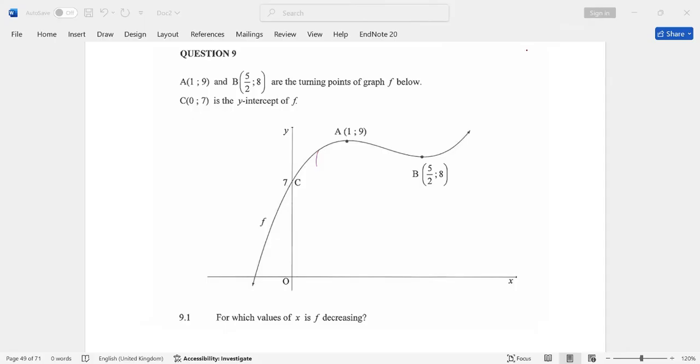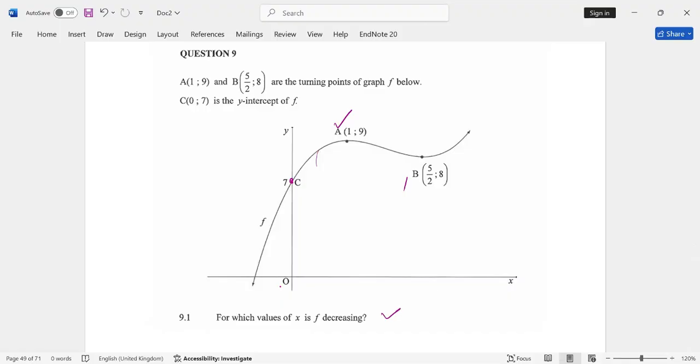The next question is question number 9. The coordinate of A is (1, 9), and the coordinate of B is (5/2, 8). A and B are turning points of the graph f below, and C is the y-intercept of f. This is the B point, this is the A point, and this is the C point we have. So what is the first question of 9? Question 9.1: for which values of x is f decreasing? We have to find out.